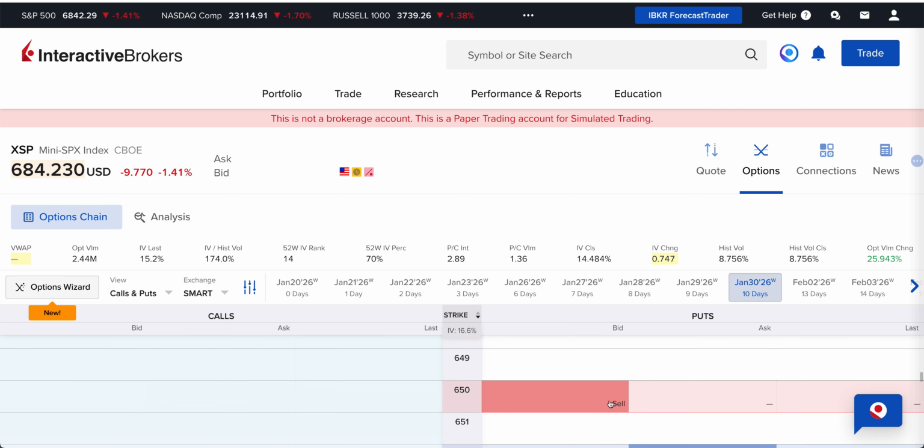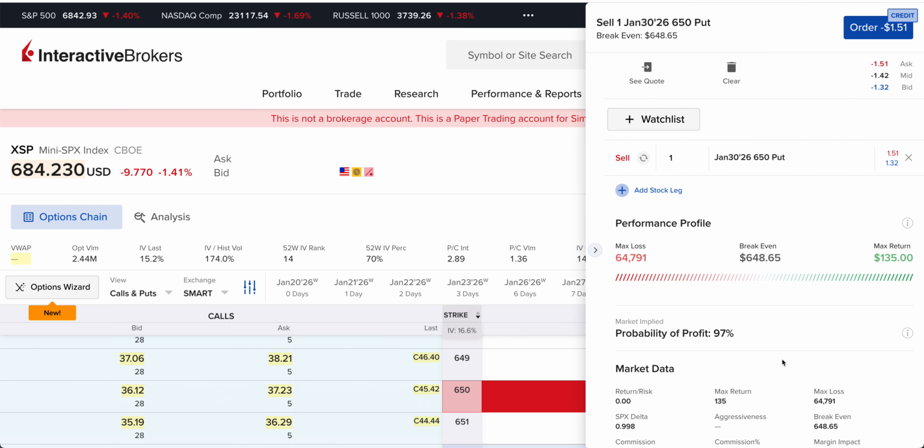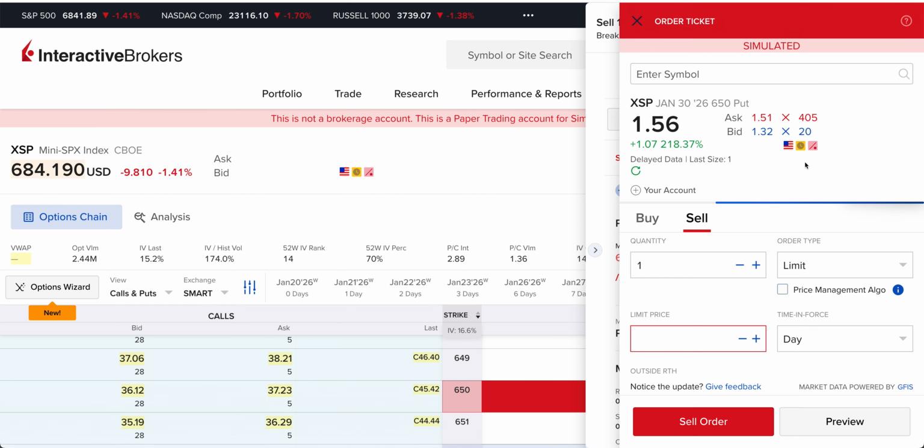We're going to sell. Again, you're going to see the dynamics are pretty similar here, folks. You're going to see, again, our probability of profit here is 97%. We're going to take in about $150, so about 1.5% for placing this trade. We're happy enough to place the trade. We're going to click on order.